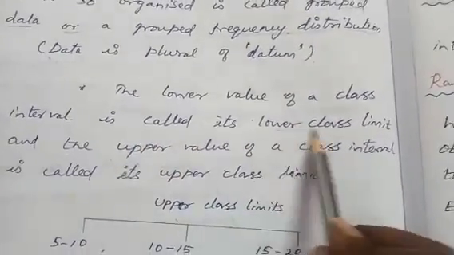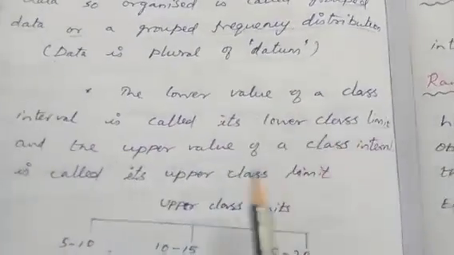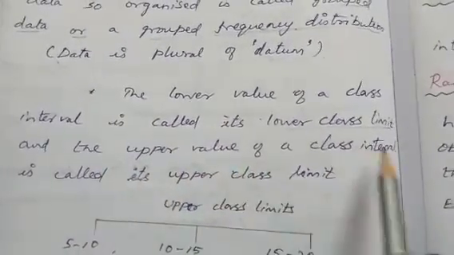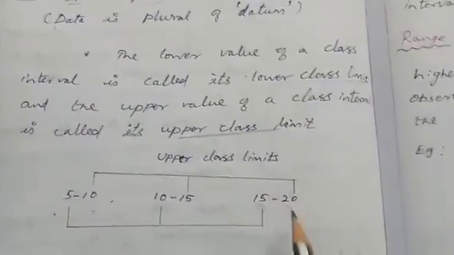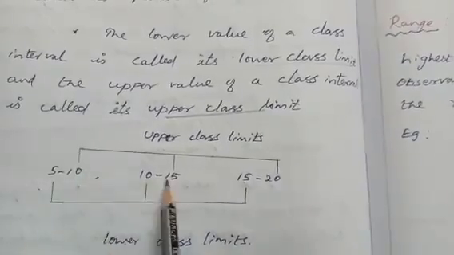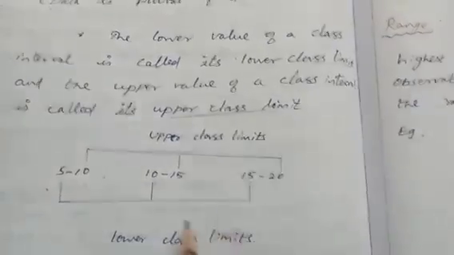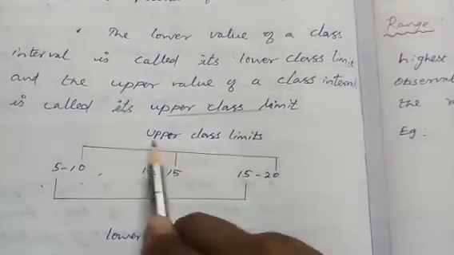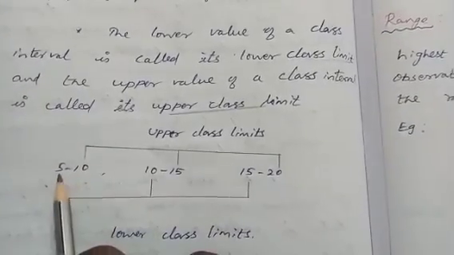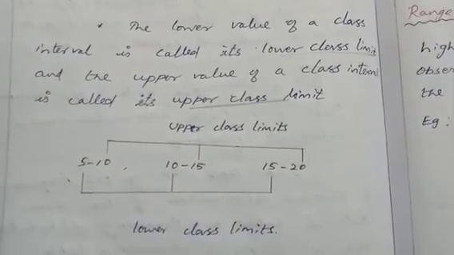The lower value of a class interval is called its lower class limit, and the upper value of a class interval is called its upper class limit. So here 5 to 10, 10 to 15, 15 to 20 are intervals. So 10, 15 and 20 are upper class limits, and 5, 10, 15 are lower class limits.